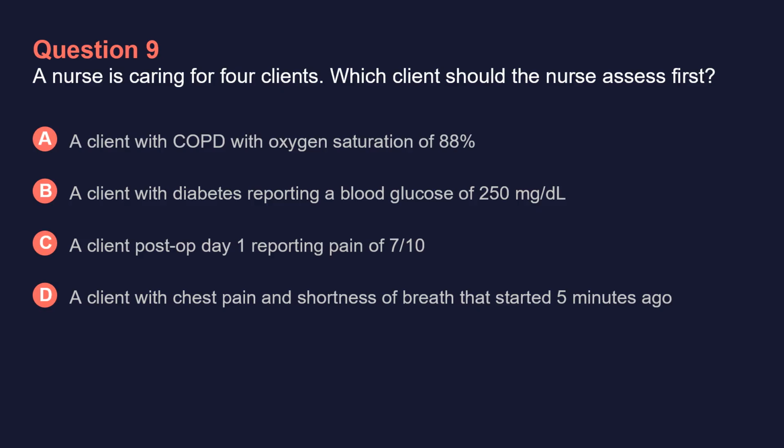Question 9. A nurse is caring for 4 clients. Which client should the nurse assess first? A. A client with COPD with oxygen saturation of 88%. B. A client with diabetes reporting a blood glucose of 250 milligrams per deciliter. C. A client post-op day 1 reporting pain of 7/10. D. A client with chest pain and shortness of breath that started 5 minutes ago.